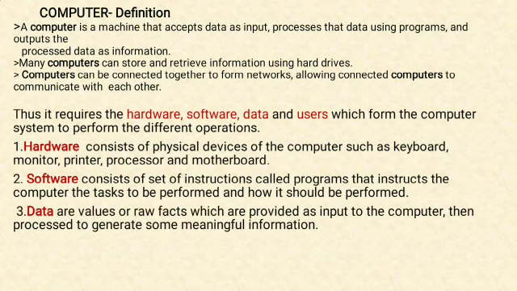Next, it is data. Data are the values or raw facts or raw statistics which are provided as input to the computer. When the processor processes the data and provides a result, the result is the output, the data which has some meaning, that is nothing but information. Once the data has been processed by the CPU, the result is nothing but information, the data which has some meaning. The processed data is called information.